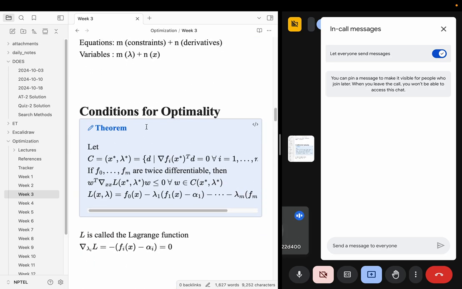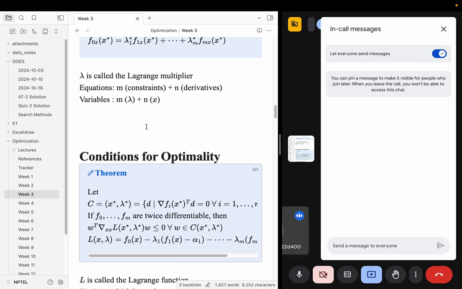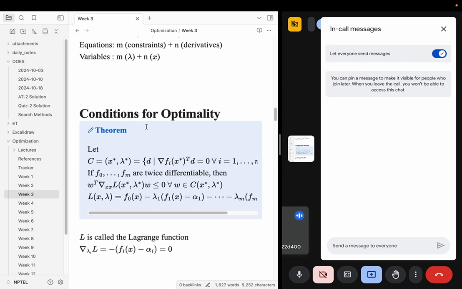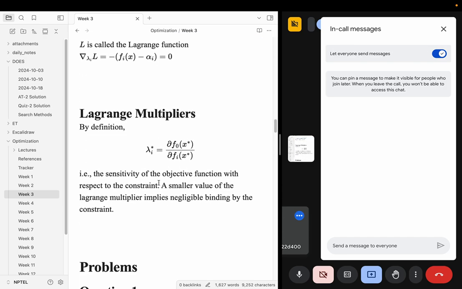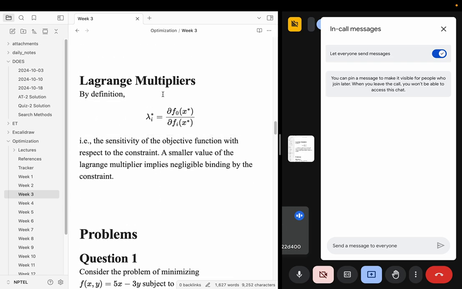With these Lagrange multipliers, again the same conditions are satisfied. For the Lagrange function, we need the first derivative to be 0 and the Hessian to be positive definite for a minimization. For a maximization, it should be less than or equal to 0. And the physical meaning of this Lagrange multiplier is that it tells us how sensitive the final objective value is with respect to each of the constraint variables. But all these derivations are only for equality constraints.